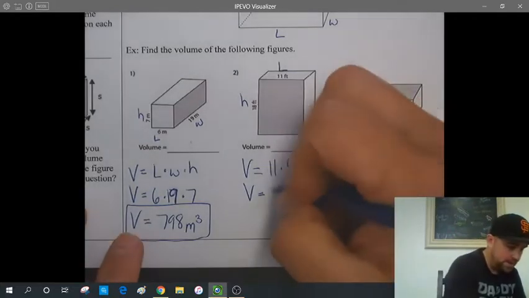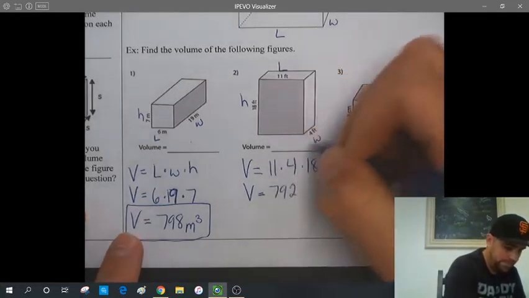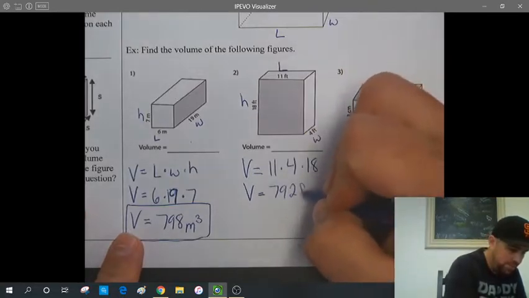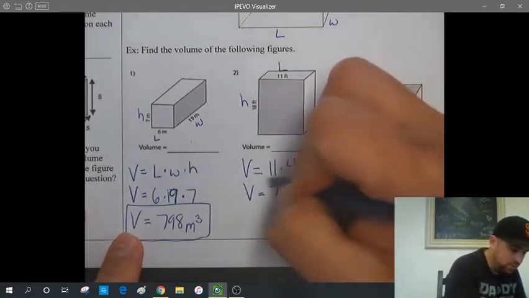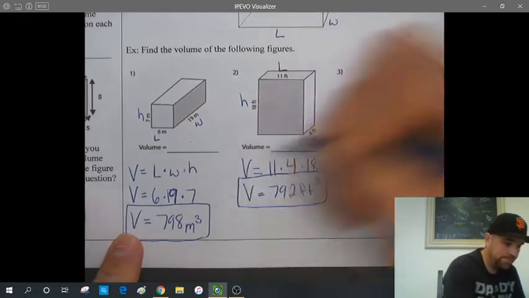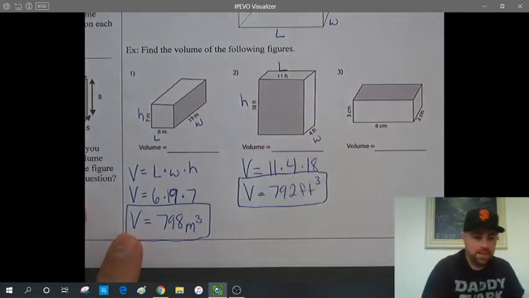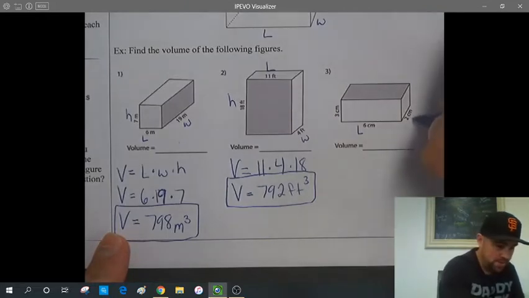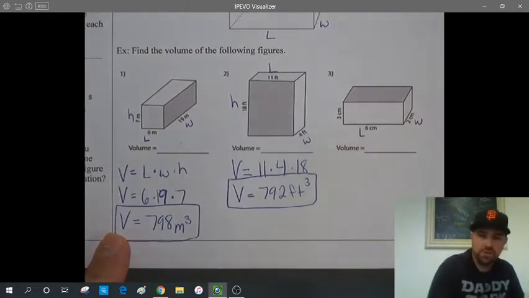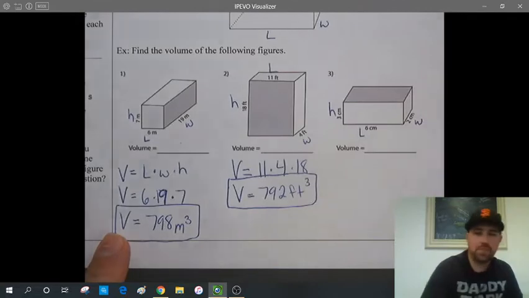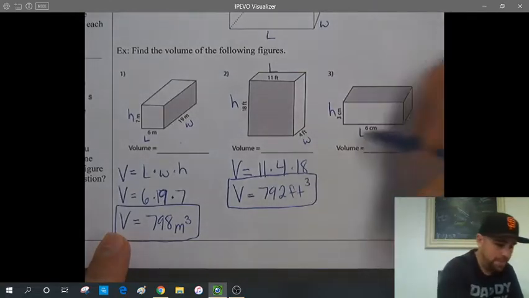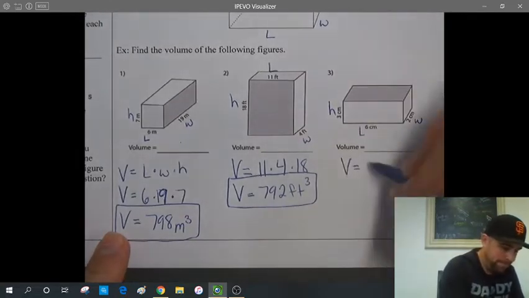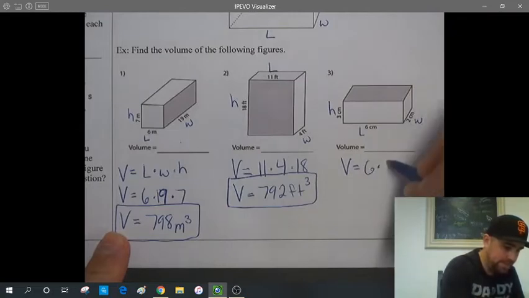And we get 792. Measurement was feet, and then cubed because it's volume. Okay, one more. You can call the 6 the length. 2 can be the width. And the height is 3. So 6 times 2 times 3.